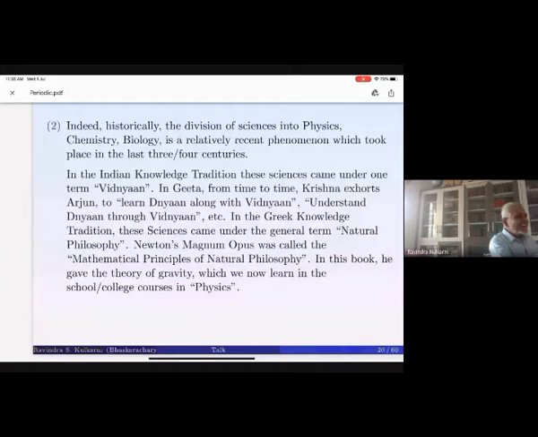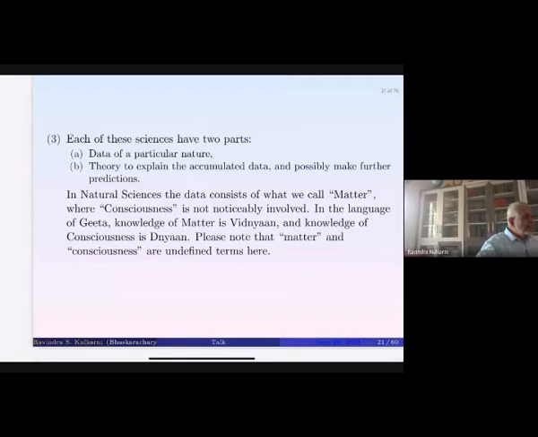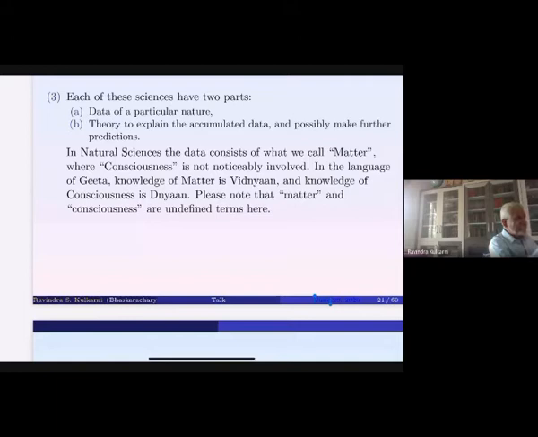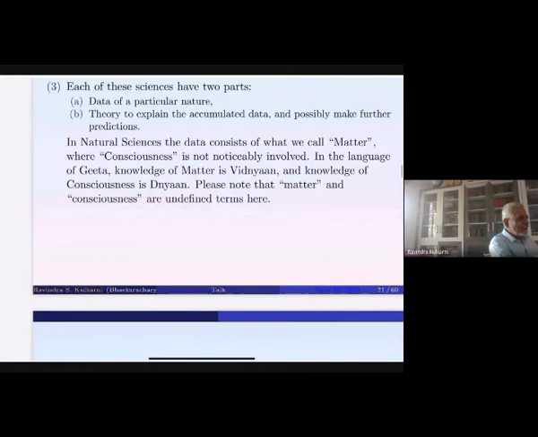In the Greek knowledge tradition, the sciences came under the general term natural philosophy. Newton's magnum opus was called his mathematical principles. Now, each of the sciences has two parts: data of a particular nature, and theory to explain the accumulated data and possibly make further predictions. In the natural sciences, that data is what we call matter, and consciousness is not noticeably involved. In the language of the Gita, knowledge of matter is vijnana and knowledge of consciousness is jnana. Please note that matter and consciousness are undefined terms here. These are human experiences, human thought categories.